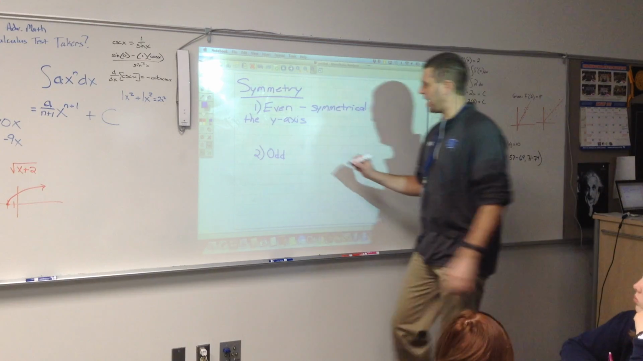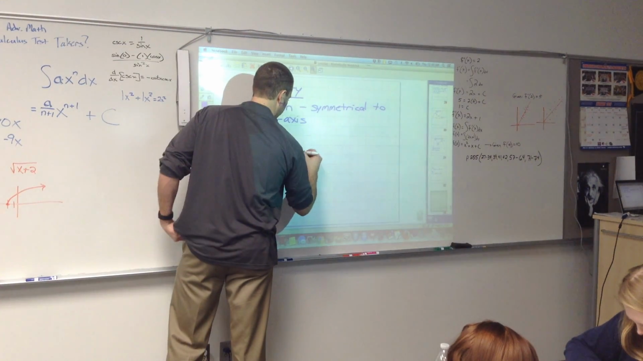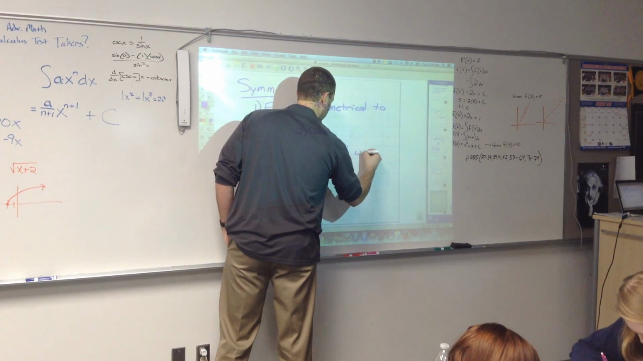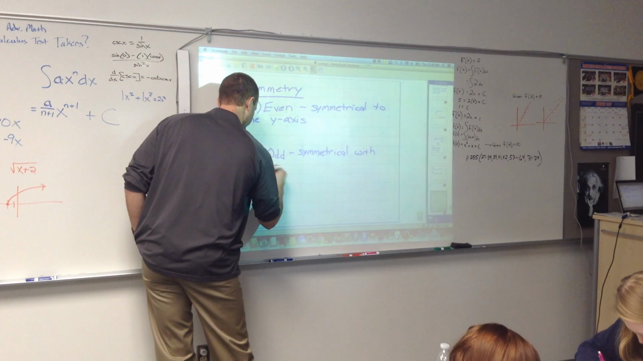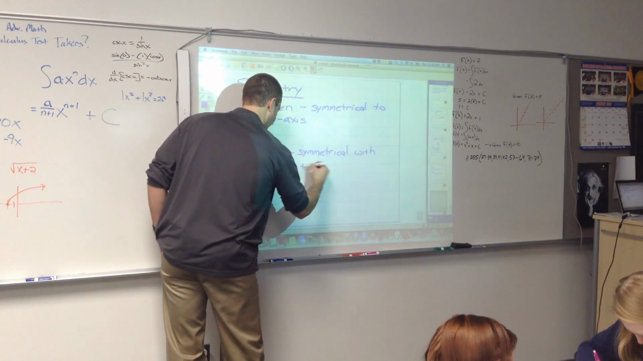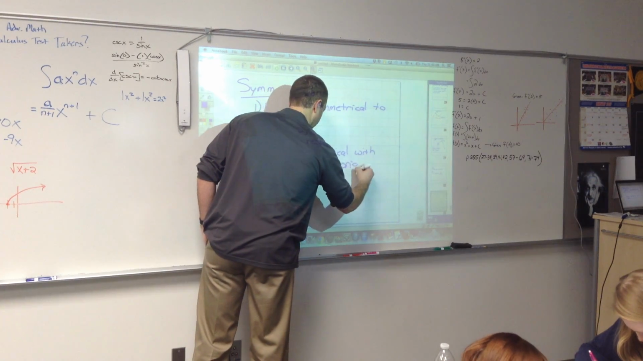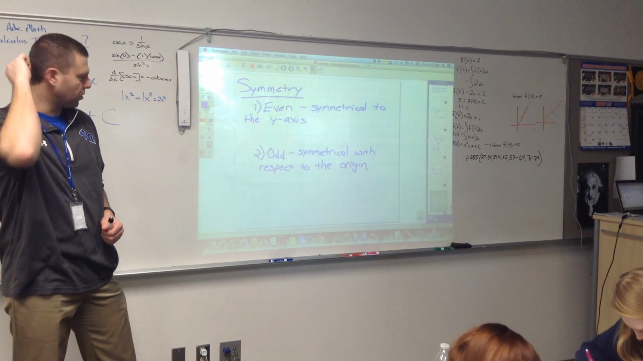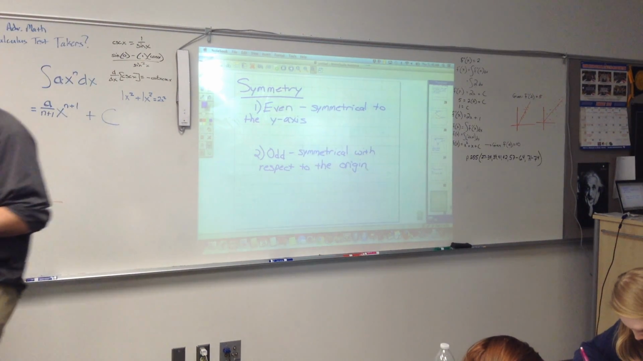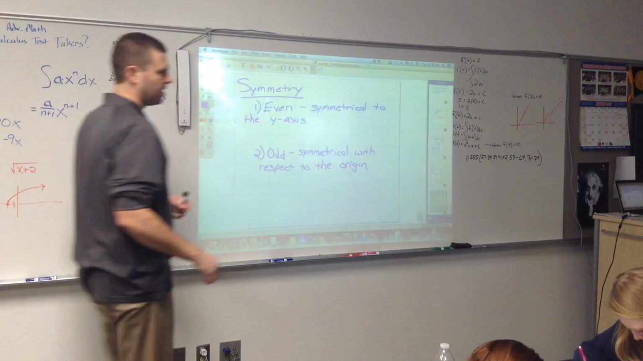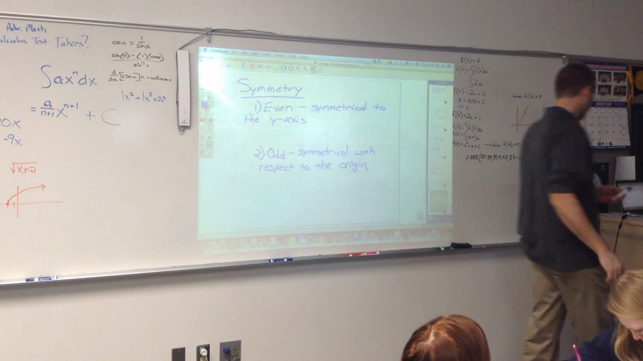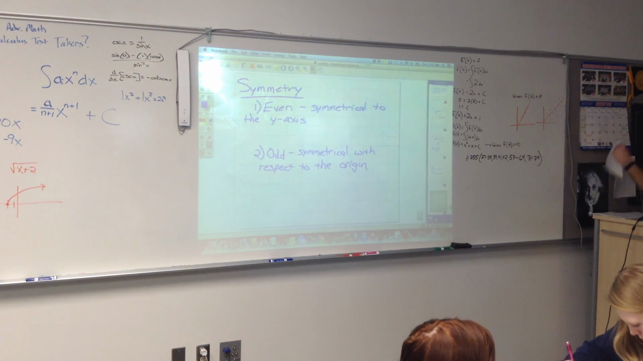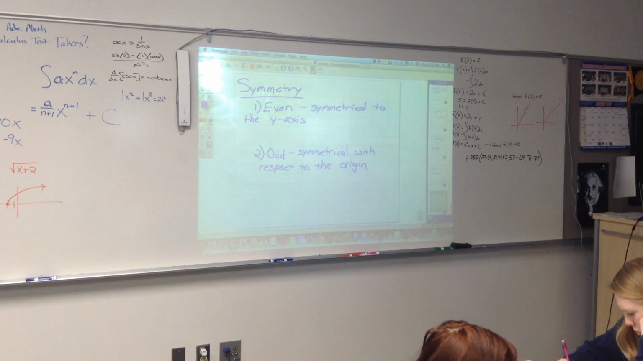And then you have an odd function, which we say is symmetrical with respect to the origin. It's symmetrical with respect to the origin, which means if I rotate the graph around the origin, it would look exactly the same.